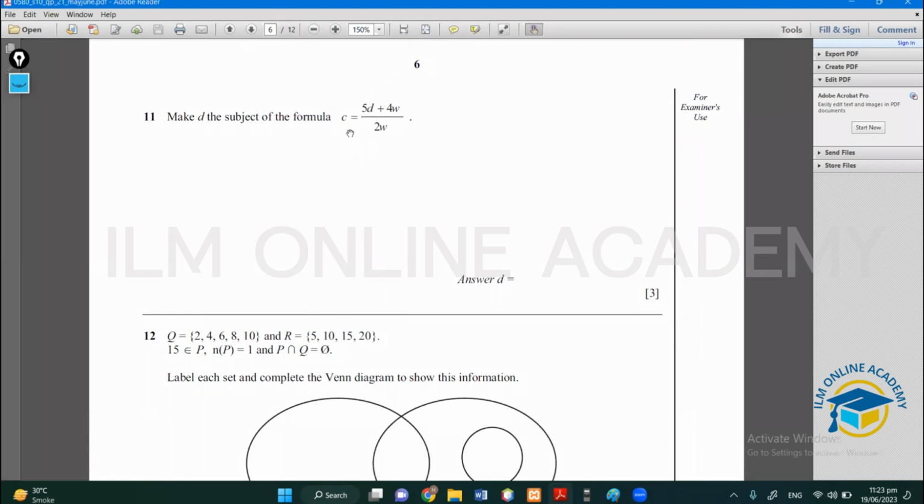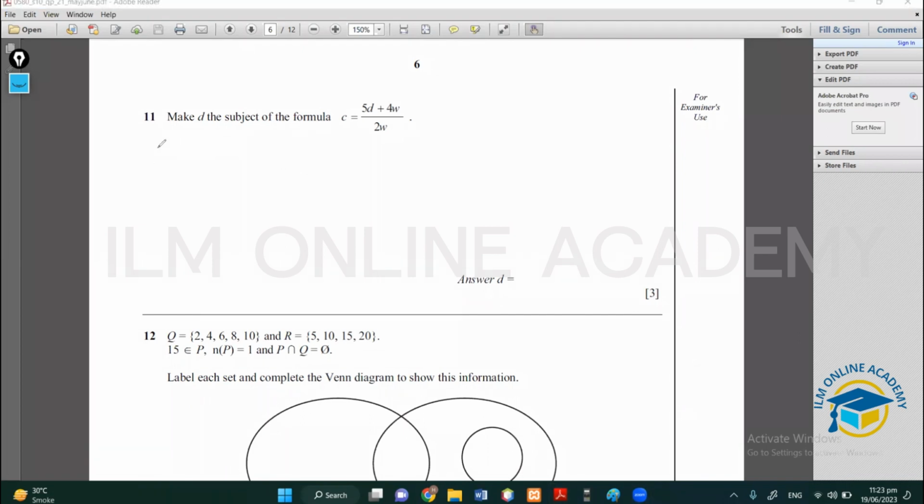we have subject C. But we have to solve this equation and make D the subject. So this is the question we have. First we will remove this from here by making it shift over here. So here 2W is being divided, here it would be multiplied, so it would be 2CW.